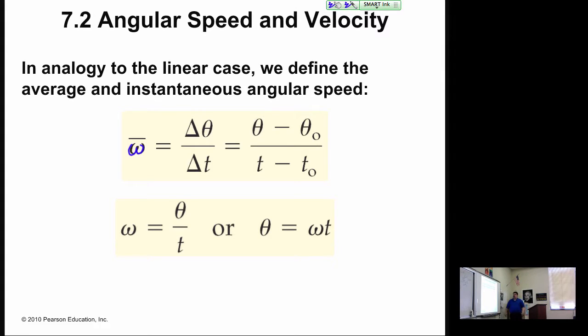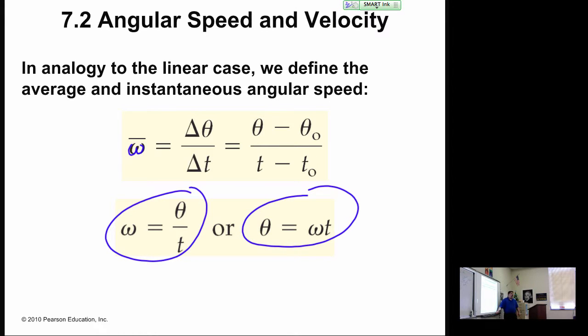Now, instantaneous is right then and there. If I could take a snapshot in time, what would that look like? Now, if we rearrange this relationship, we can also solve for the angle theta if we know the angular speed. So this is going to be the angular speed.